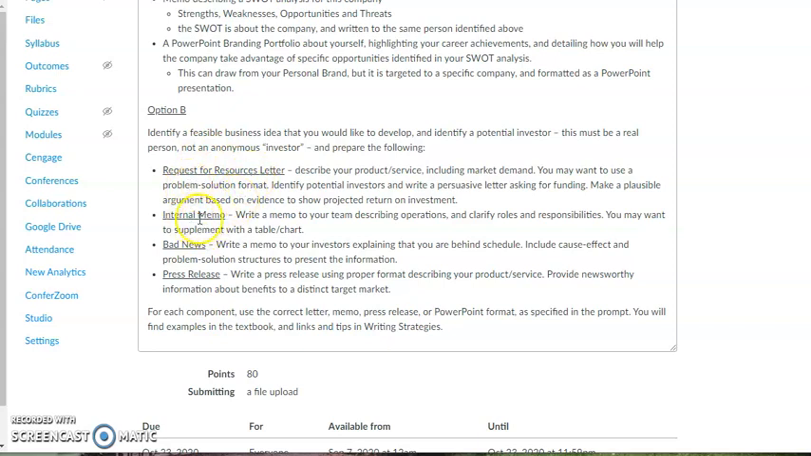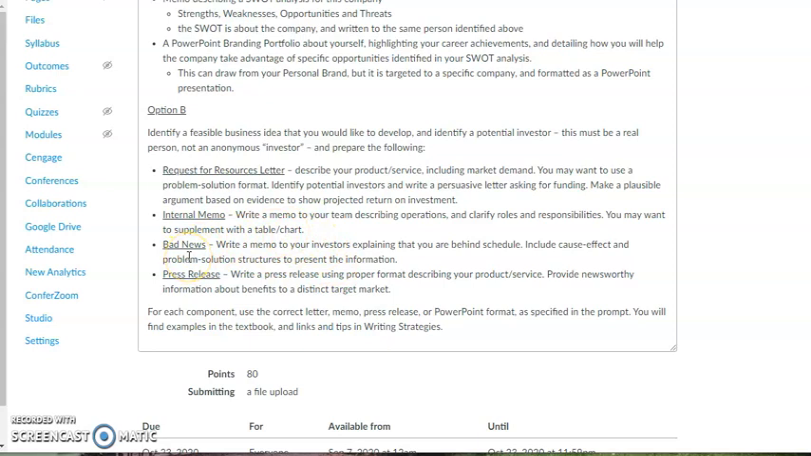You're also going to write in Option B two different memos. So again, look at the chapter, look at the strategies and the structures for writing letters and memos. They have different formats. In the internal memo you're writing to your own individual team, we're going to assume you get the money, and now you have to tell your team, here's what your tasks and responsibilities are. And again, you'll notice that I'm asking you to create a table or a chart.